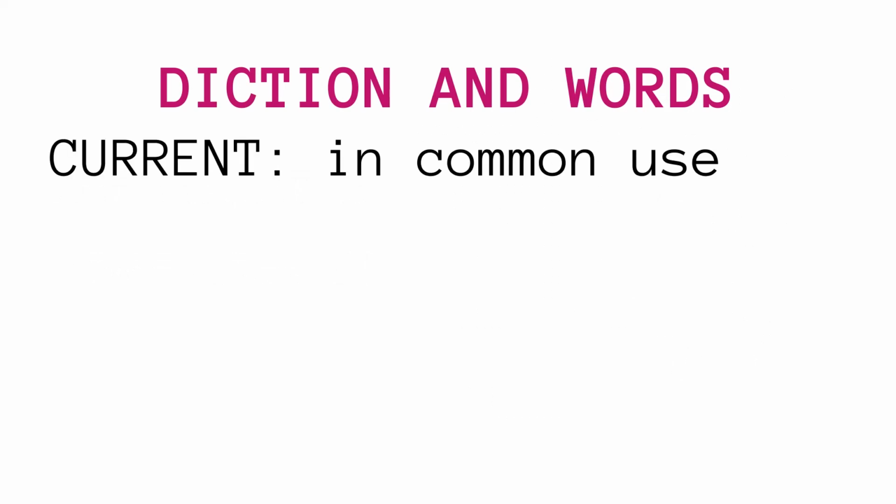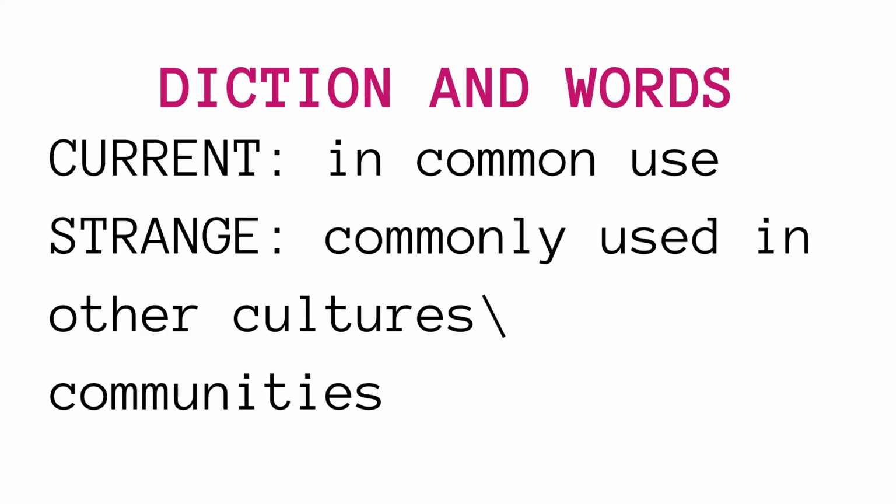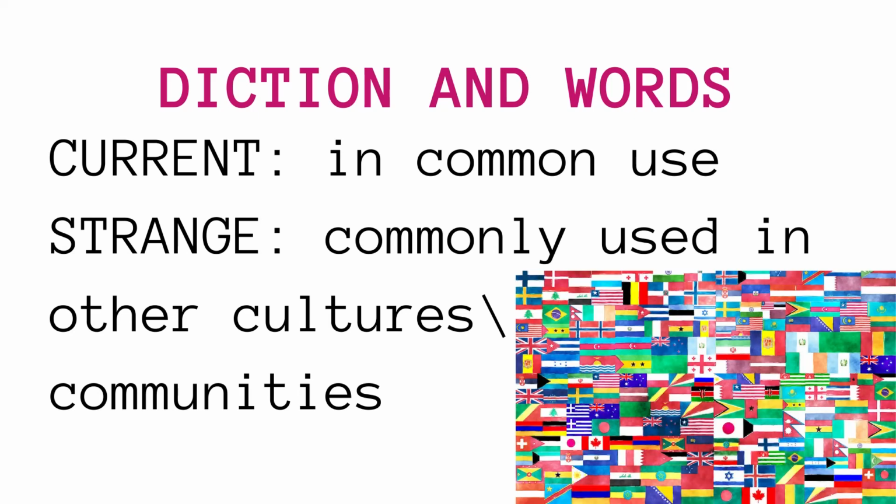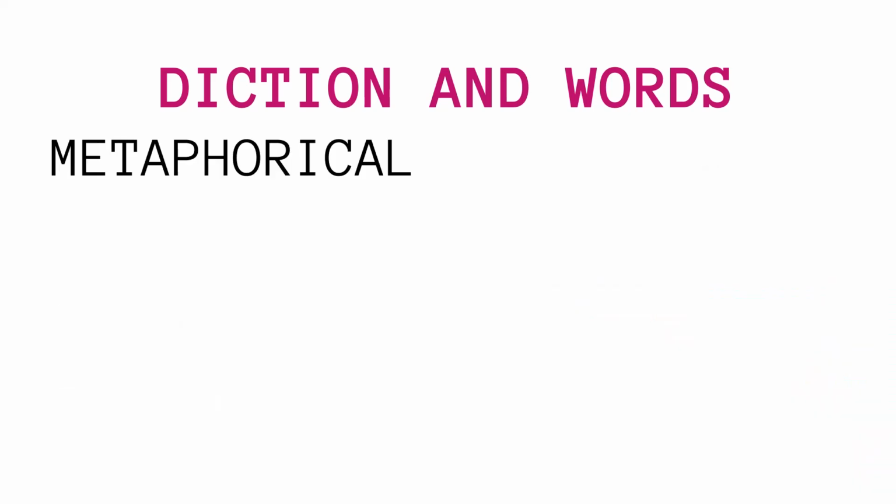So all words are either 1. Current, meaning a word that's in common use. 2. Strange, meaning a word that's commonly used in other cultures. A word can be both current and strange depending on who is watching. 3. Metaphorical. I'll go into detail about metaphors in a minute.